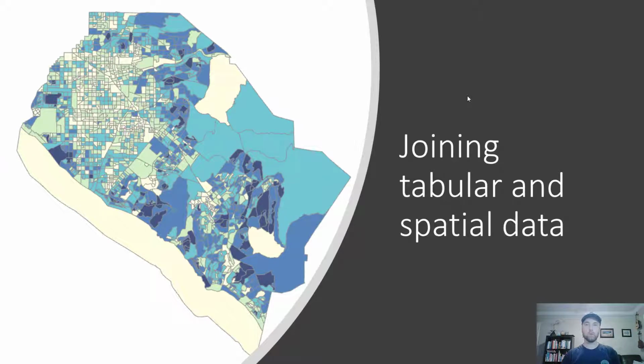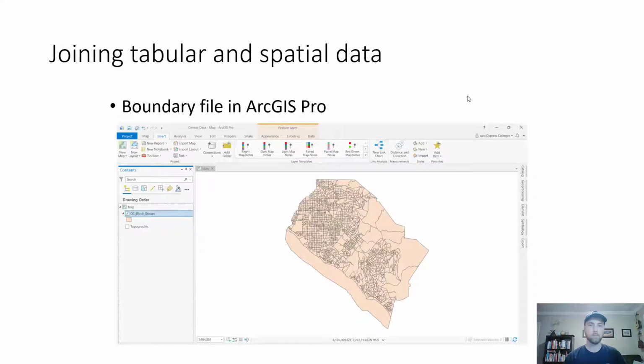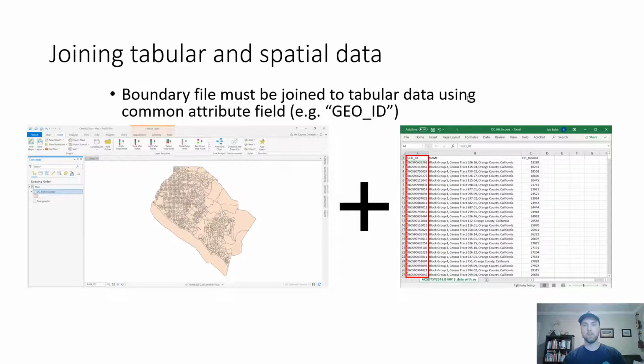All right, so how do we join tabular and spatial data? It's pretty straightforward. First, you add the boundary file into ArcGIS Pro. You then right-click the layer in the contents pane, highlight joins and relates, then add a join. What it does is look at that GeoID field I mentioned earlier. Both the spatial data, in this case the Orange County block groups, and the tabular data, the census data, which is household income here, have a matching GeoID field.